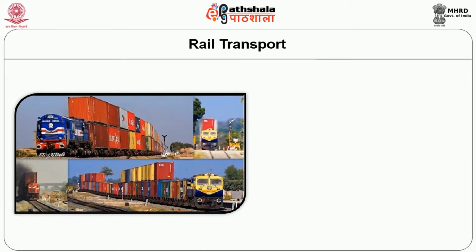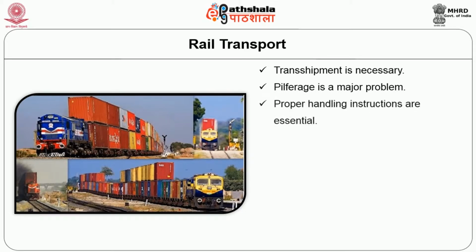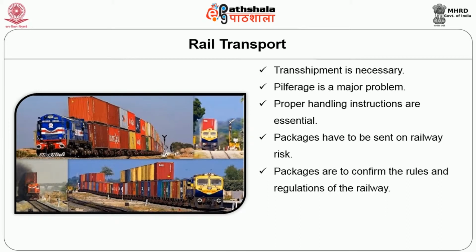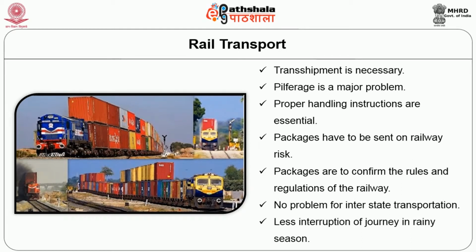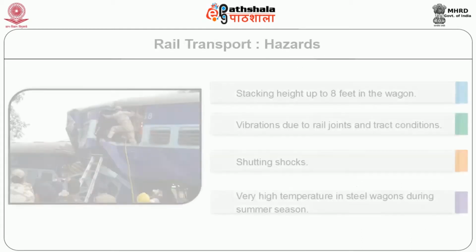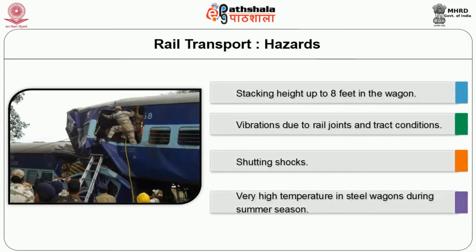Next is rail transport. Issues in this type of transport are as follows. Transshipment is necessary. Pilferage is a major problem. Proper handling and instructions are essential. Packages have to be sent at railway risk. Packages are to conform to the rules and regulations of the railway. No problem of interstate transportation. Less interruption of journey in rainy seasons. The hazards are stacking height up to 8 feet in a wagon, vibration due to rail joints and track conditions, shunting shocks, very high temperature in steel wagons during summer season.